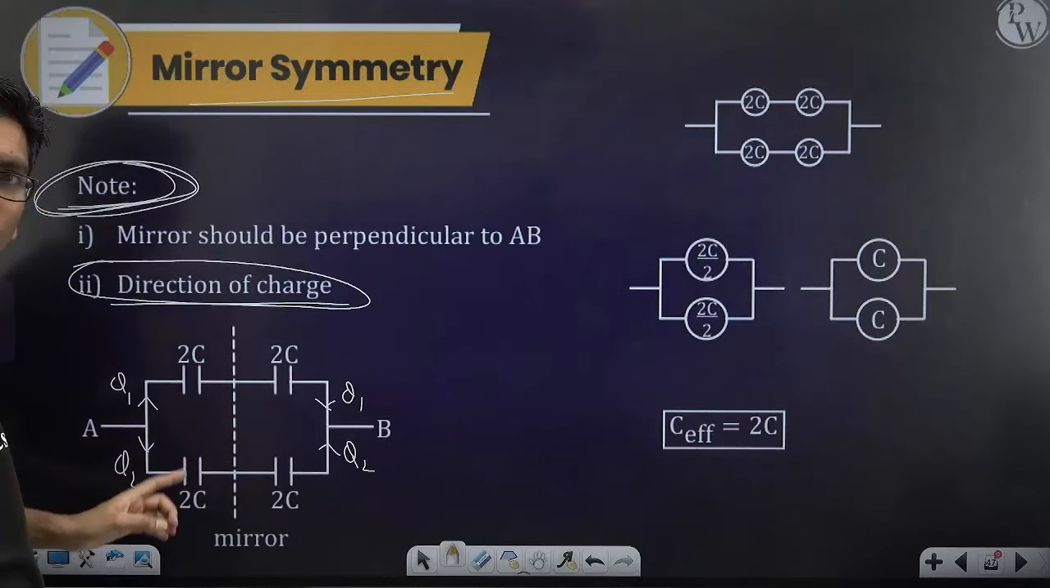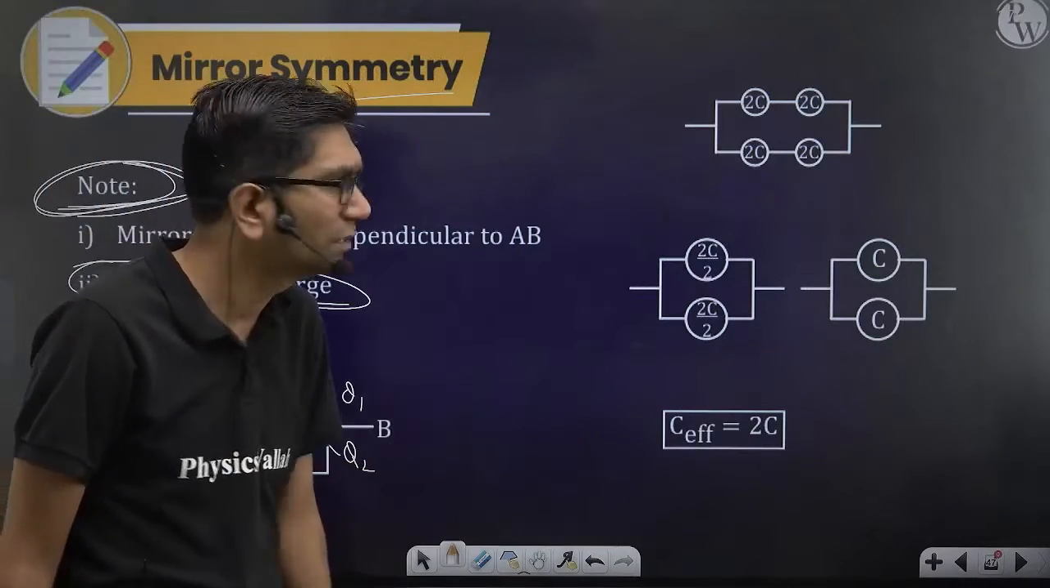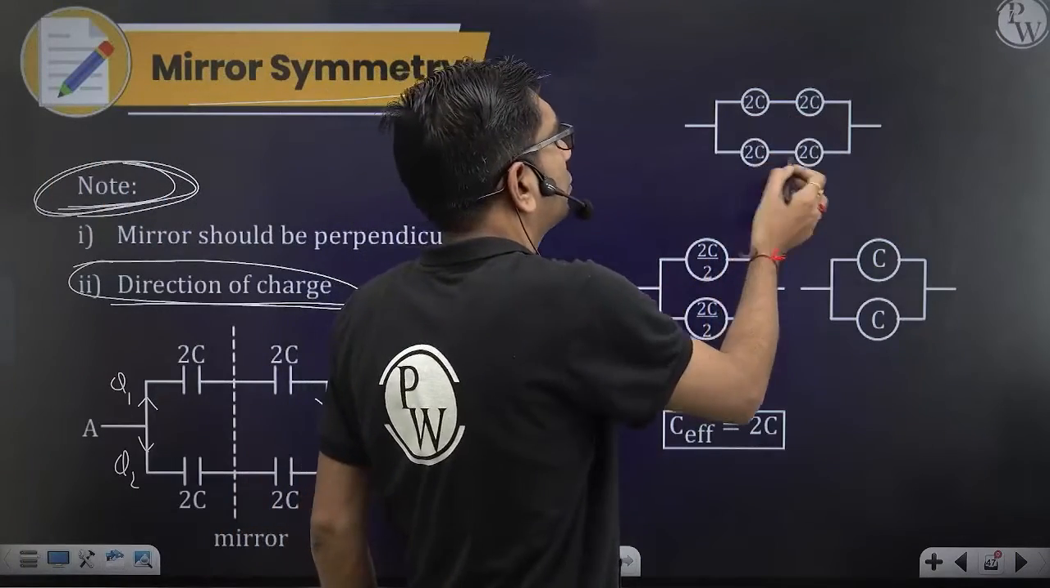So by using this one, you have to solve the numerical. This is a very simple question I have taken here. That's why it becomes very easy for you. See here. This is 2C, 2C. This is 2C, 2C. Correct?